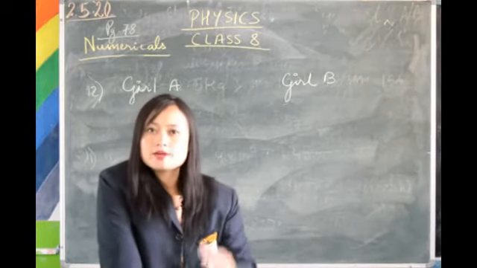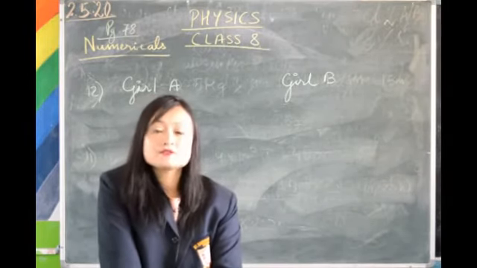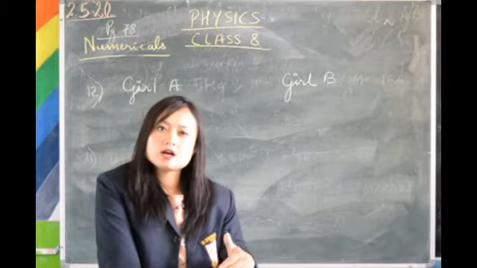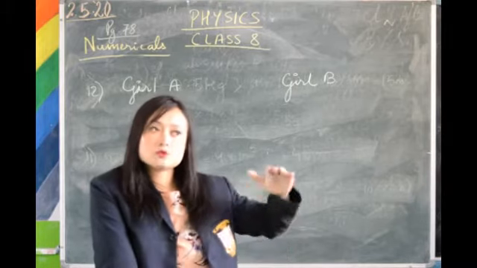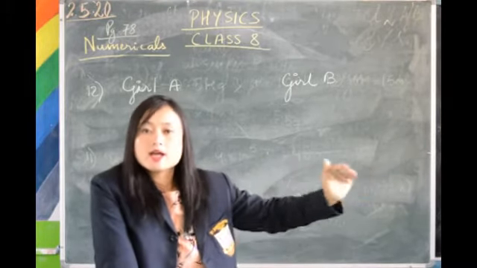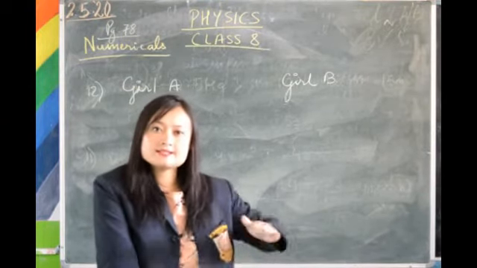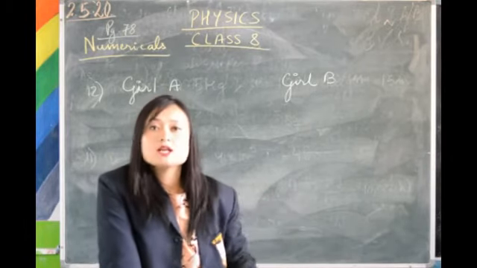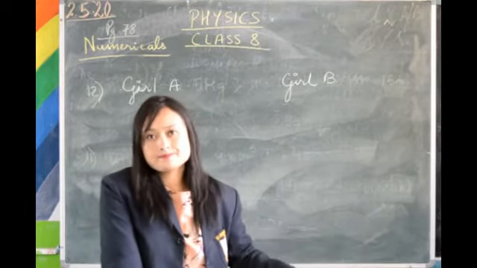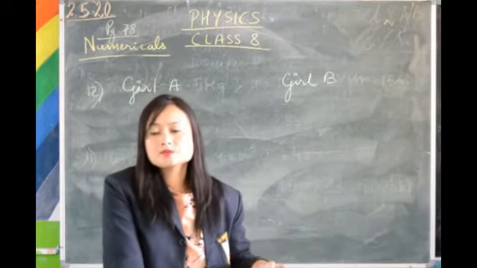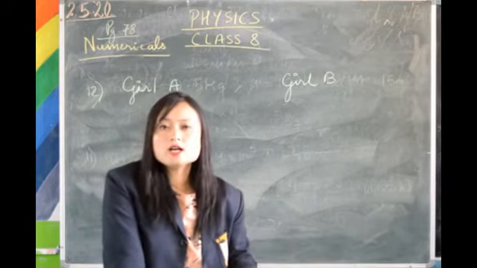Now how much time does girl A take to climb certain stairs? 20 seconds. And to climb the same steps, how much time does girl B take? She takes 15 seconds. So let's assume there are 10 steps. If girl A has to climb those 10 steps, she takes 20 seconds. And if girl B has to climb the same 10 steps, then she takes 15 seconds. So the work done in both the cases is the same. Only the time consumed by the girls is different. That is, the time taken by the girls to do the same work is different.